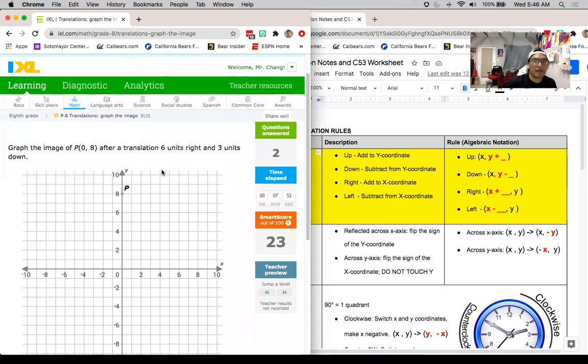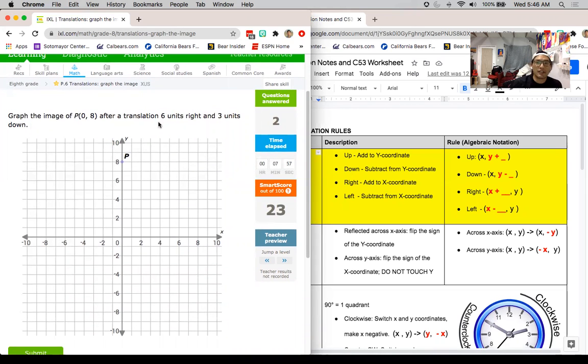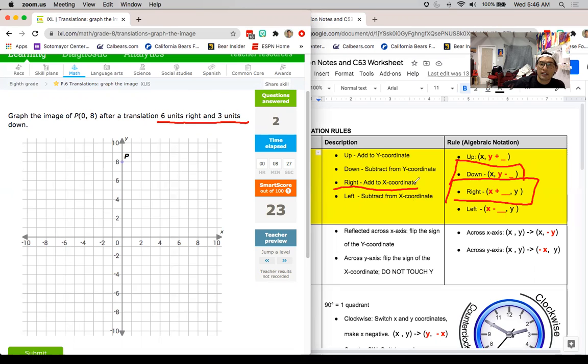Okay, now graph the image of point P 0,8 after a translation, 6 units to the right and 3 units down. So I have to do 2 translations now. I'm going to go 6 units to the right, so I'm going to add to the X coordinate. And then I'm going to go 3 units down, and so I'm going to subtract from the Y. So I just circled the rules: right, add to the X, and down, subtract from the Y.